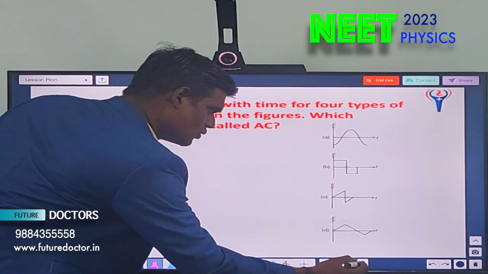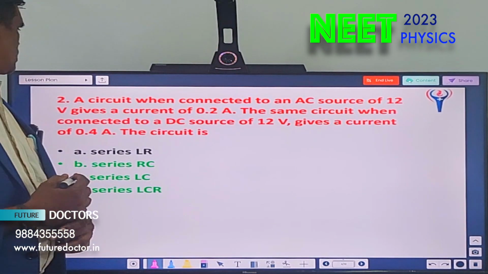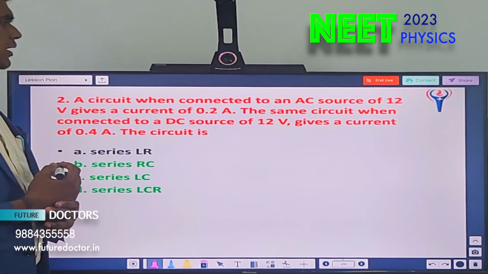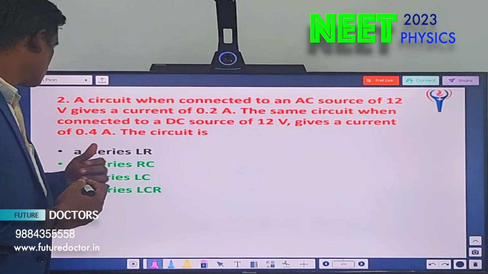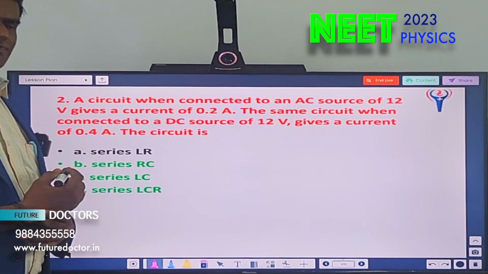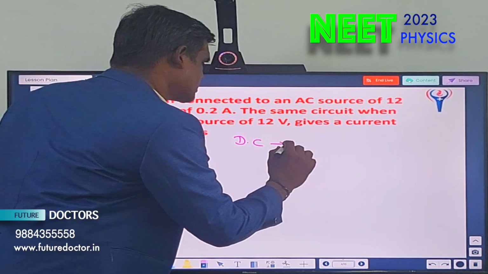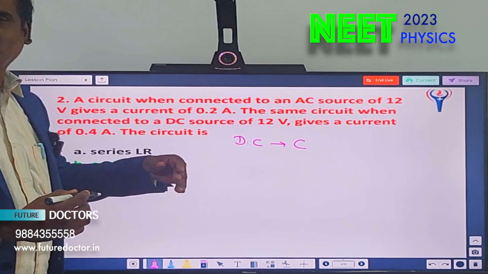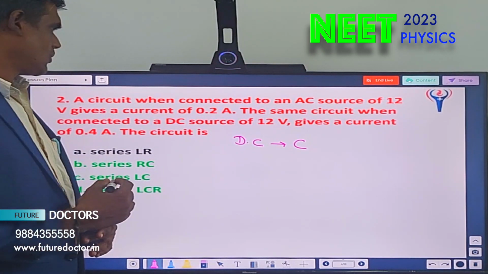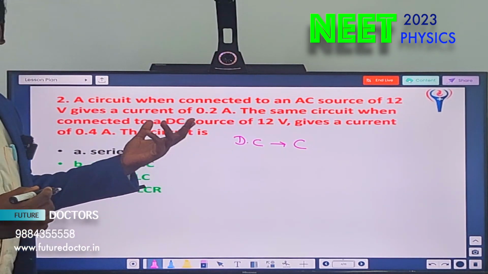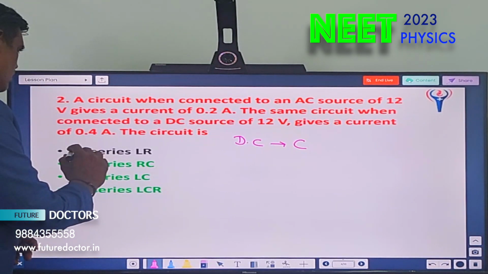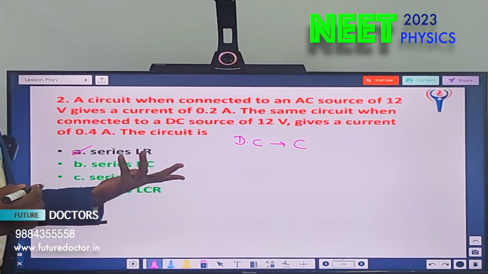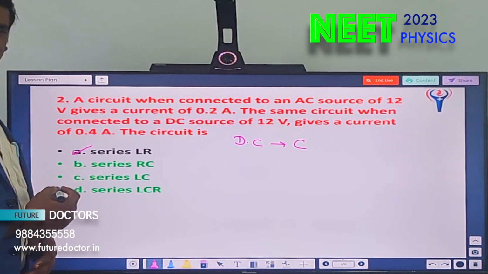Let's move to question number 2. A circuit when connected to an AC source of 12 volt gives a current of 0.2 ampere. The same circuit when connected to a DC source of 12 volt gives a current of 0.4 ampere. The circuit is dash. That is, for DC, if you use capacitor C, it blocks. That is, it acts as an open circuit. It means no current flows through C. So in a circuit, capacitance cannot be used. Therefore, series LR, L is an inductor and R is a resistance only can be used. If you include a capacitor, then it will not work for DC. So option A is the correct answer.